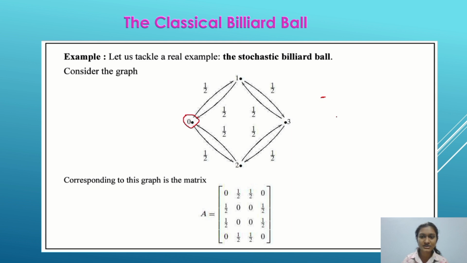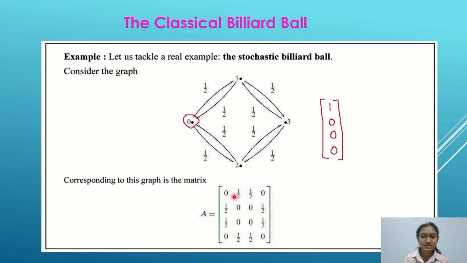So its initial state can be denoted like this. This is our initial state. So these are the given probabilities. So the probability of the billiard ball going from 0 to 1 is half and 0 to 2 is half. Similarly, the directed arrows show the probabilities of moving a billiard ball.